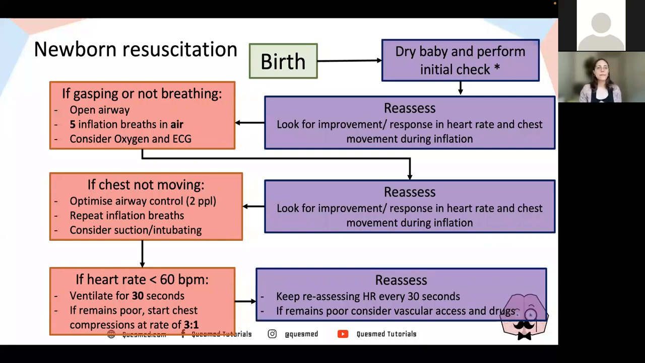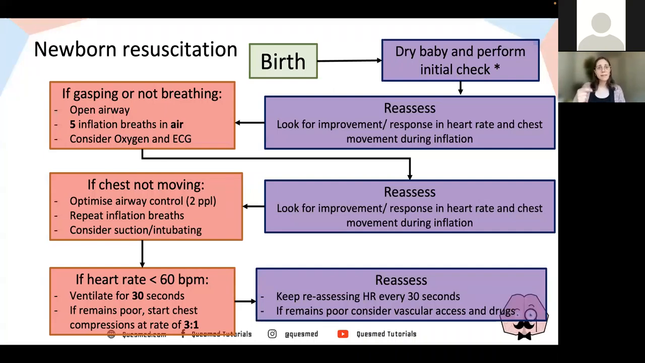The other thing worth bearing in mind when it comes to newborn resuscitation is the heart rate at which you would start giving chest compressions. You wouldn't expect a baby, like I mentioned, to have a cardiac arrest, so like in an adult, not to have a pulse. You would start chest compressions if the heart rate is below 60 after you've given 2 sets of inflation breaths. So don't expect there not to be a pulse, basically. And even in this case, before you start giving chest compressions, you ventilate for another 30 seconds. And then if it's poor, you would start compressions at a ratio of 3 to 1.